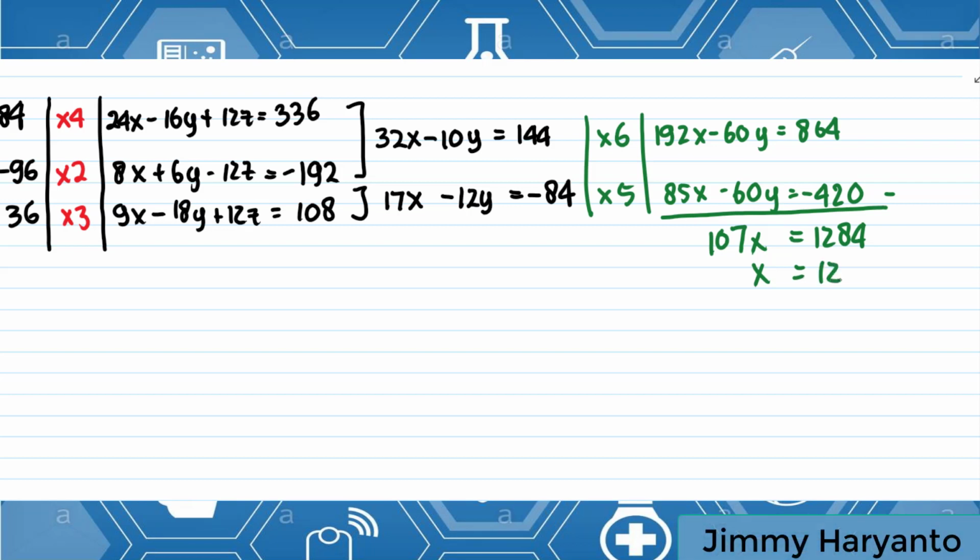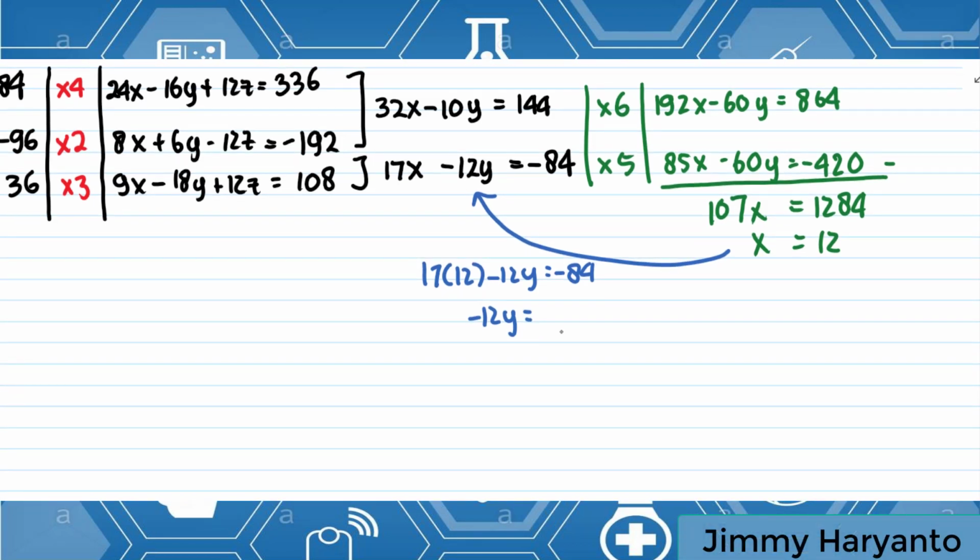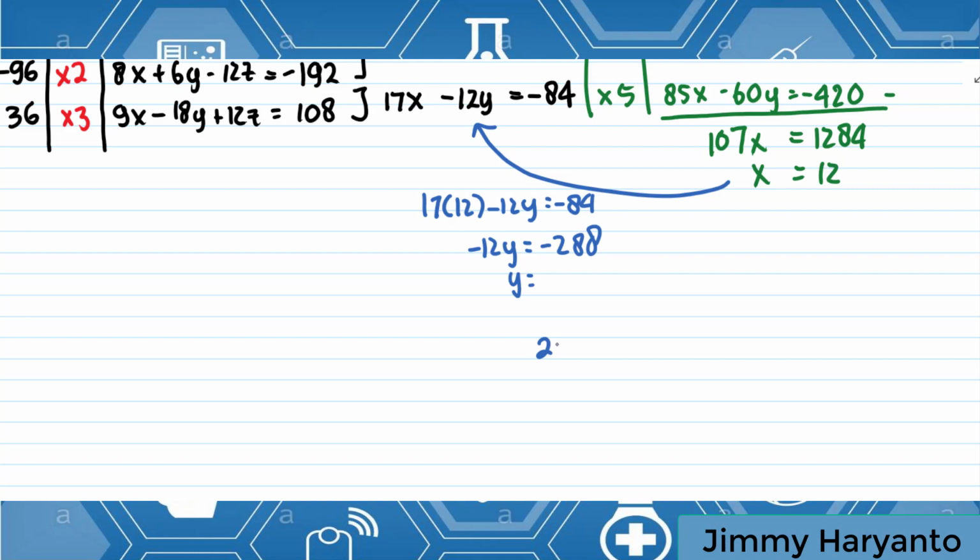Okay, good. Next, we have to substitute the 12 into right here. So 17 times 12, negative 12y equals negative 84. Negative 12y equals negative 84 minus 17 times 12, negative 288. So the y will be 288 divided by 12. 24 guys. It's 24. So far so good.